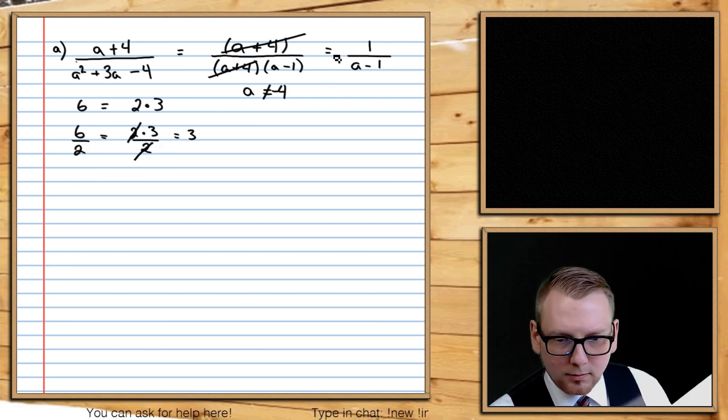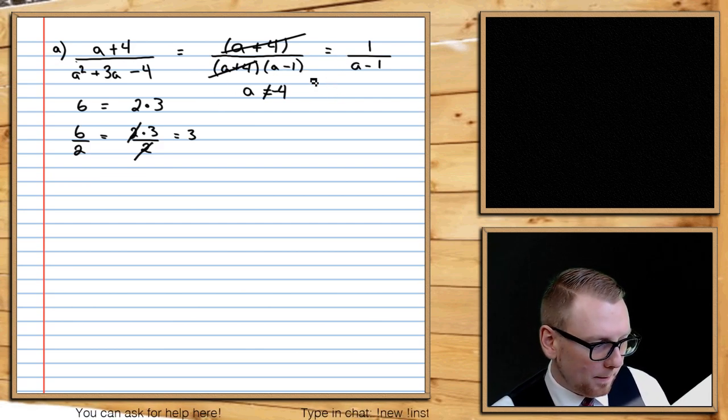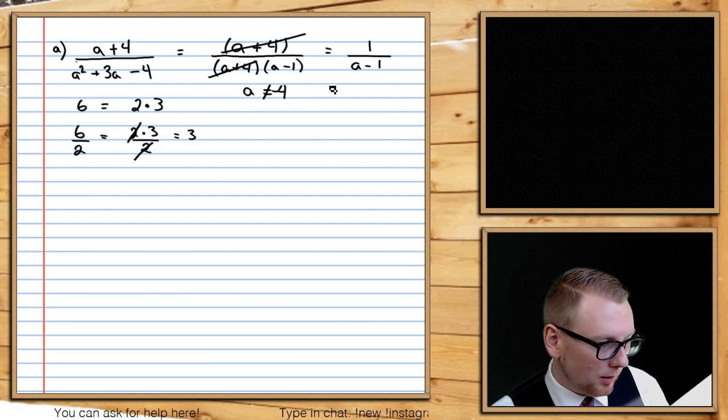There's still this other one. A can't be -4, but it also can't be 1.